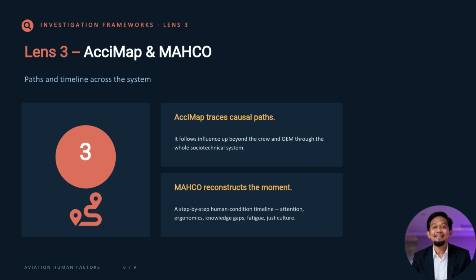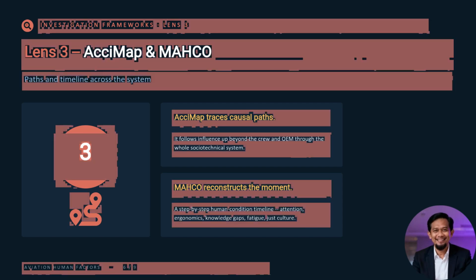Lens 3, in fact, a pair of lenses that work at opposite altitudes. AcciMap traces causal paths vertically across the whole sociotechnical system, from the crew, up through the operator, the manufacturer, the certification authorities, to the regulatory and even governmental level. Applied to AF447, it connects the pitot probe certification history, the pace of the airworthiness response to known icing incidents, and airline training economics into a single influence diagram. It shows you the system-wide geometry of the accident.